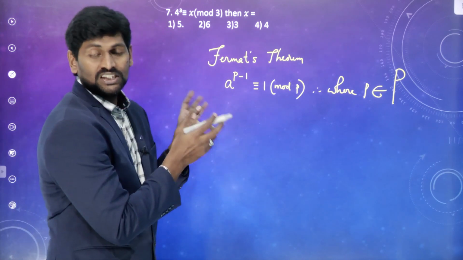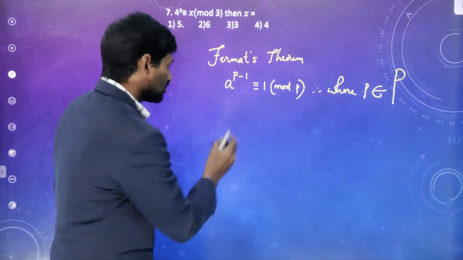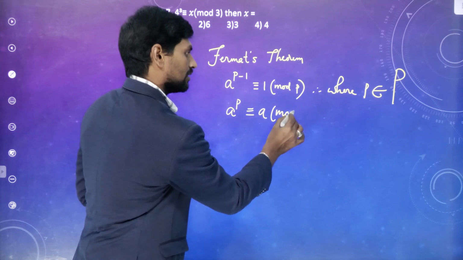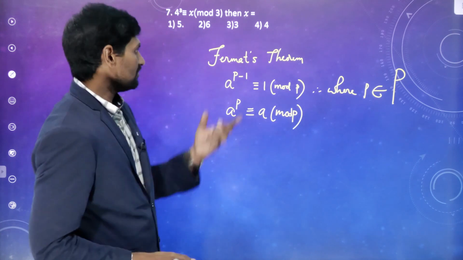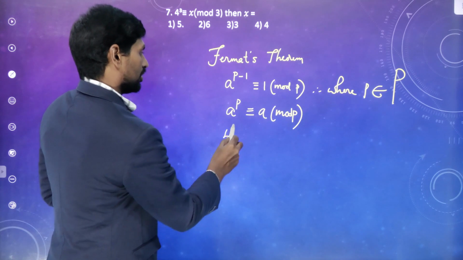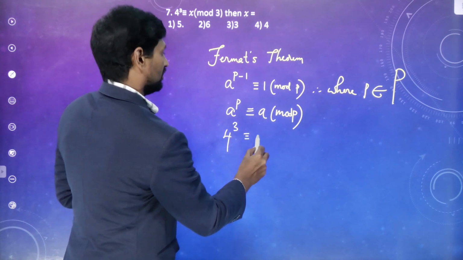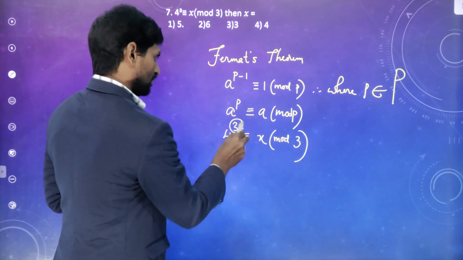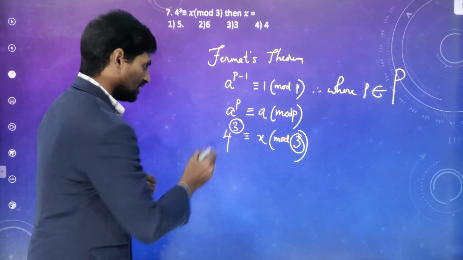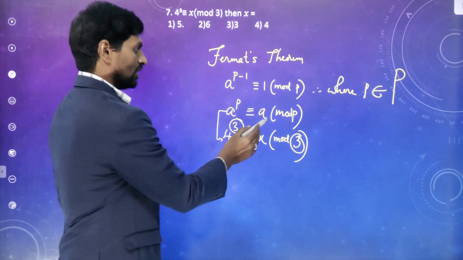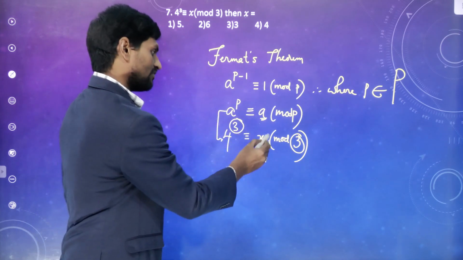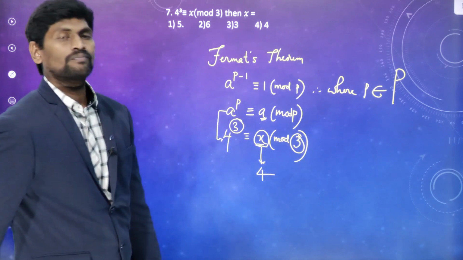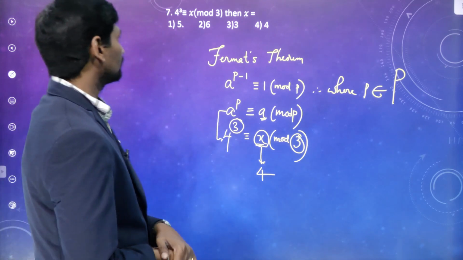Here, this Fermat's theorem we can express in another way also, that is, a to the power p is congruent to a mod p. Just compare this one: 4 cube is congruent to x mod 3. 3 is a prime number. So a equals 4. In the place of x, what should be there? Very good, it is 4. Therefore, the x value is 4.